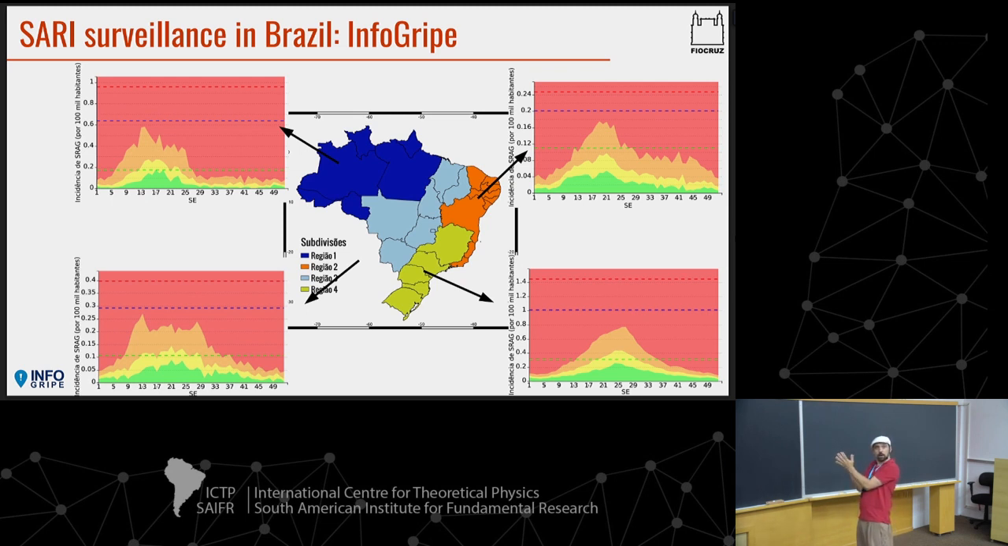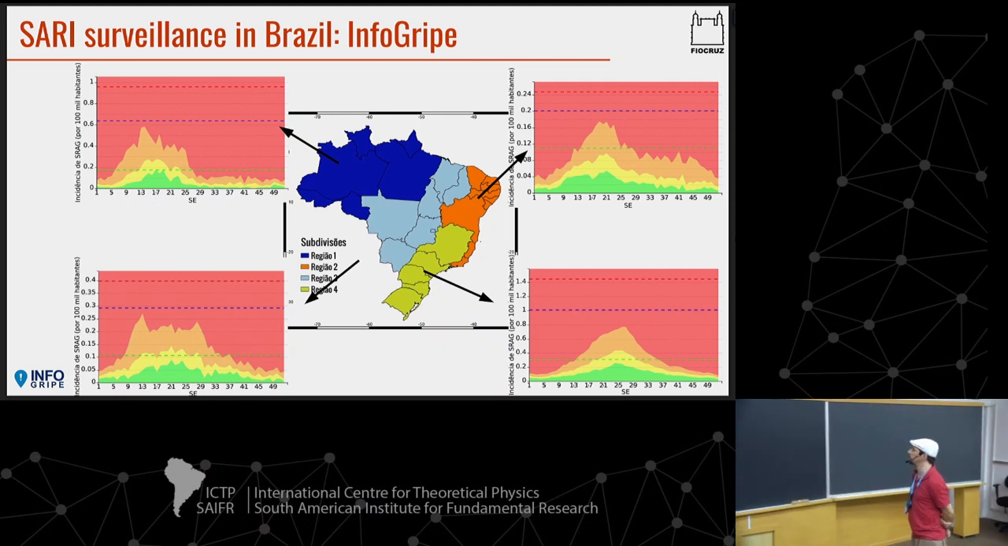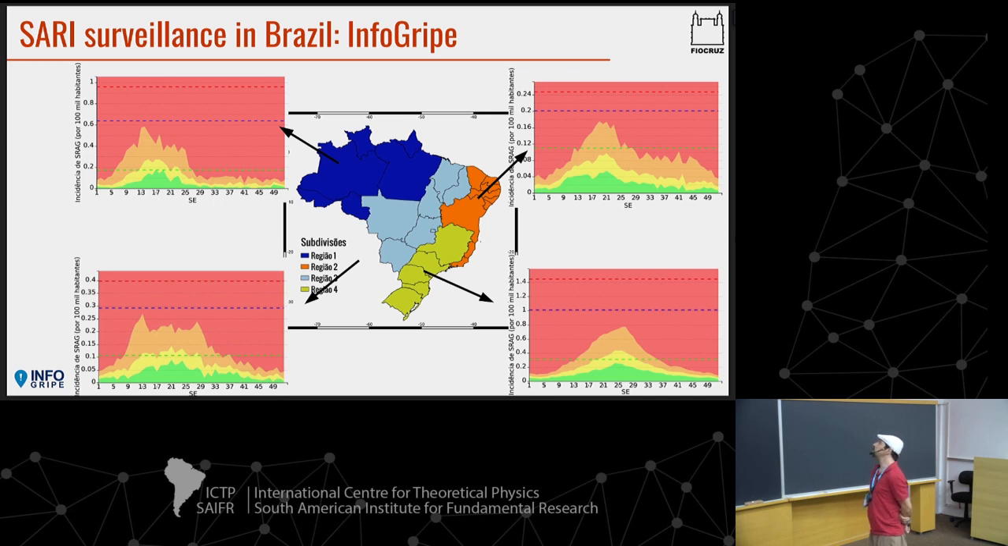This says, well, not only do we know that cases are usually concentrated in the winter, which is expected because those are the states that get colder in the winter here in Brazil.